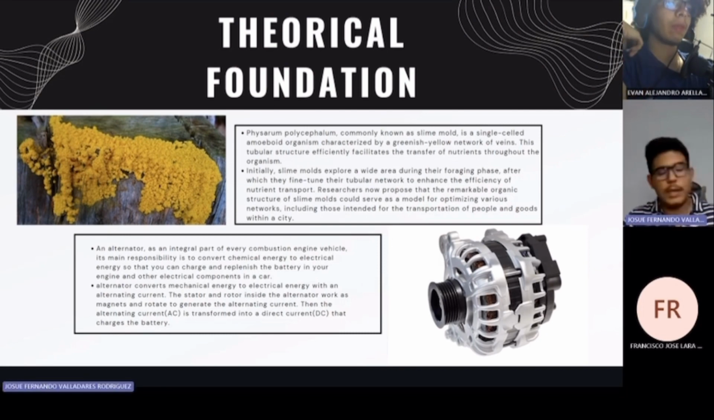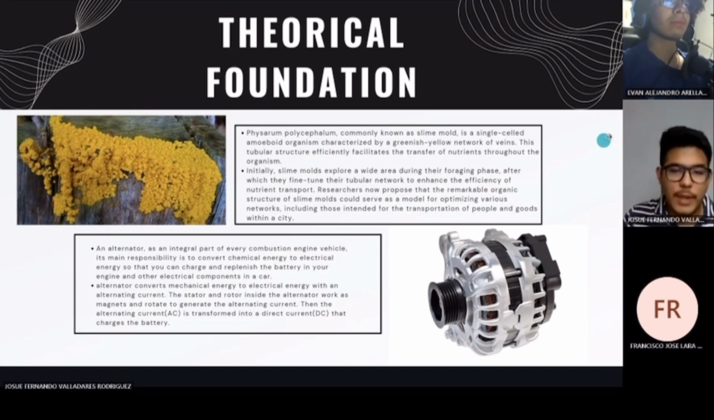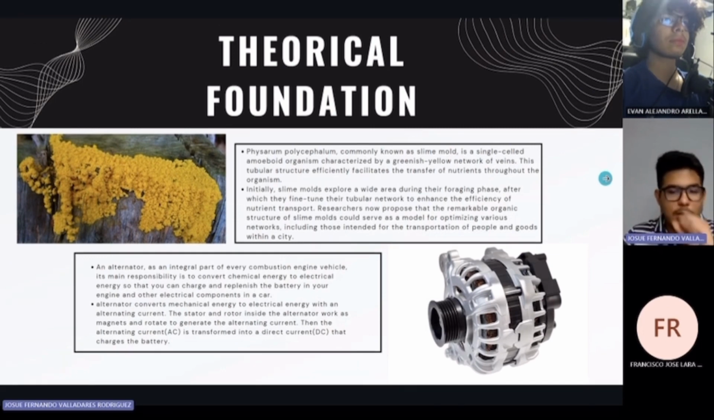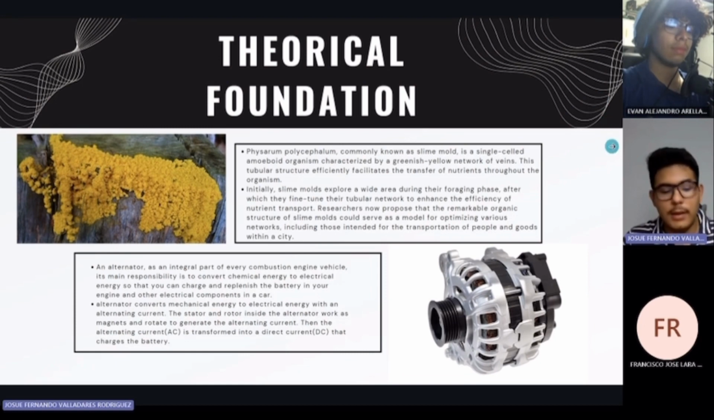They first explore all the area or the space that they have. For example, here they will explore all the city, and then it will track the best routes. They go to the most optimal routes. Then the alternator, like I said before, is a system that reuses the energy made by the wheels of the bus and makes electrical energy to recharge the batteries.